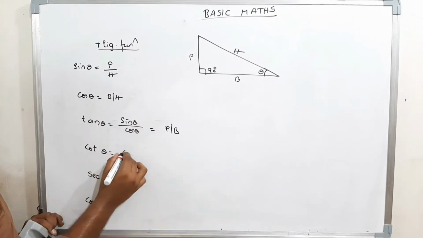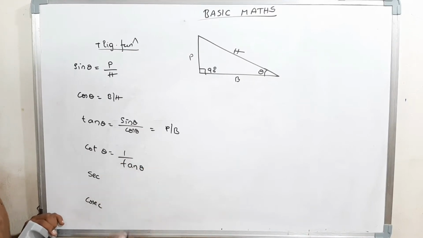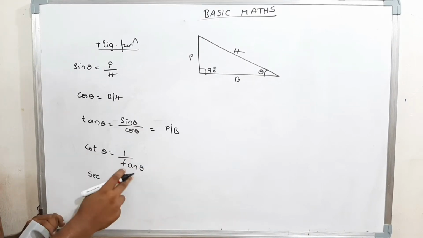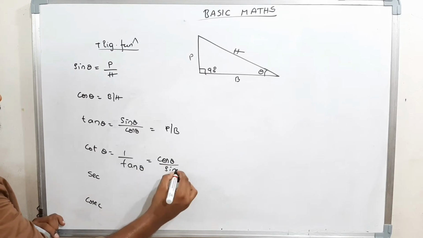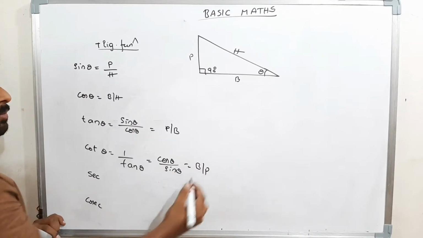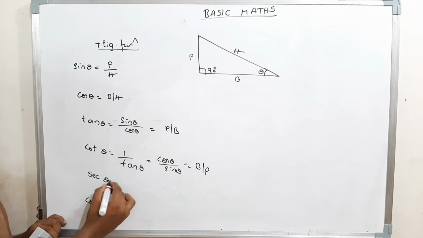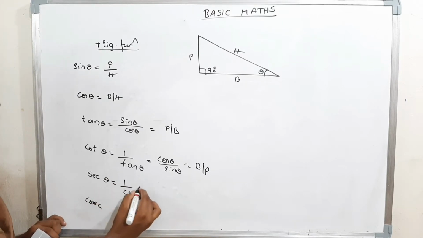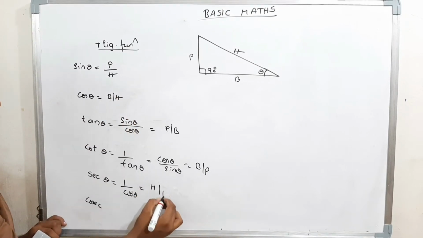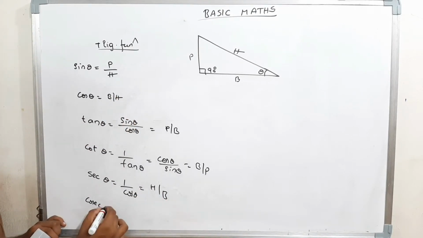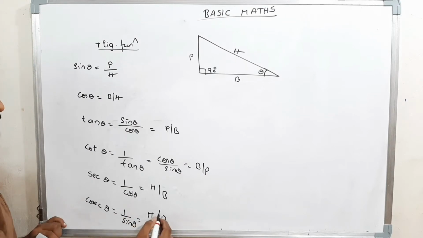Now cot theta is 1 by tan theta. Cot theta and tan theta are inverse to each other. It is nothing but cos theta by sin theta, which is base by perpendicular. Now secant theta is inverse of cos theta. Cos theta is base by hypotenuse, therefore secant theta is hypotenuse by base. Now cosecant theta is inverse of sin theta. Sin theta is perpendicular by hypotenuse, therefore cosecant theta is hypotenuse by perpendicular.